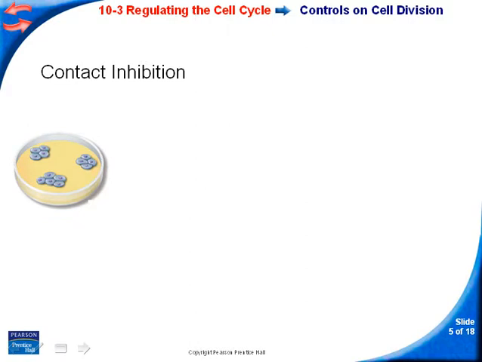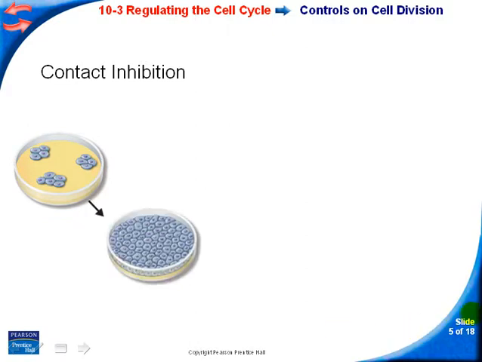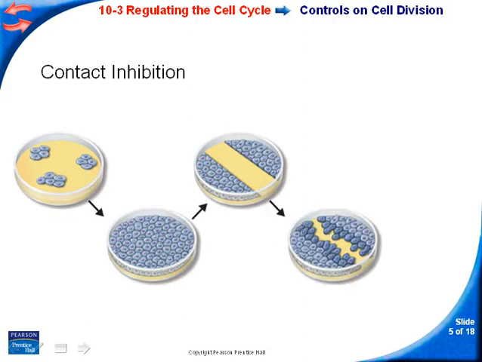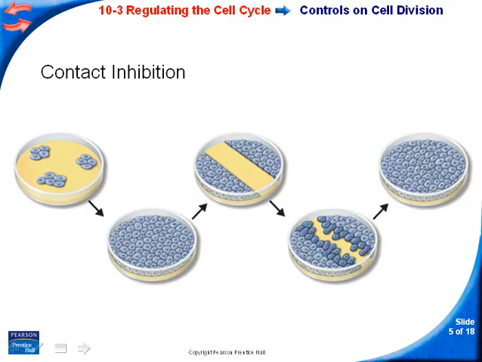We have a petri dish with some cells in it, and the cells are allowed to grow. And if allowed to grow, they'll grow completely to the edge of the dish and crowd with each other, and then they will stop. Now what we'll do is we'll take some kind of tool and scrape out a line of cells in the middle of the petri dish. And what we'll see is that the cells will start to grow back to replace that space, and then once they come into contact with each other again, then the cell growth stops, and we call this contact inhibition.